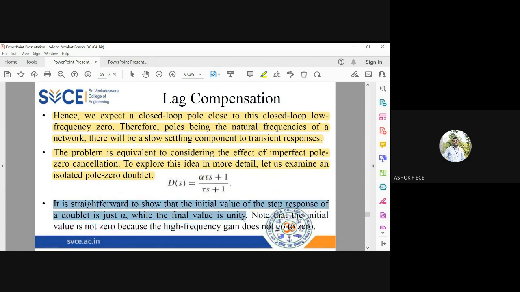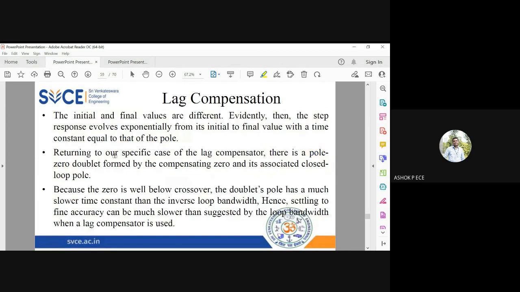The initial value is not zero, but the frequency gain does not go to zero. The initial and final values are different. So the step response evolves exponentially from the initial value to the final value. Okay. So there is a pole zero doublet formed by the compensating zero and the associated closed loop pole. That's what we said. Initially, the system is going to have one zero and one pole. I am going to multiply by one more term, which is also going to have one zero and one pole. So totally, I have two zeros and two poles. That is what is called a pole zero doublet. Doublet means a pair of poles and zeros, two pairs of poles and zeros.